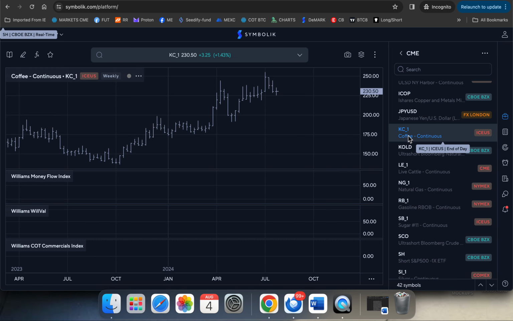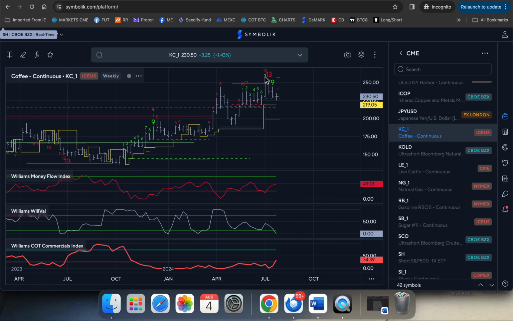Coffee, they're not in coffee. That's hit a 913. Coffee's going to come down most likely. I would anticipate at least this 219 to 216 level, maybe even 200.